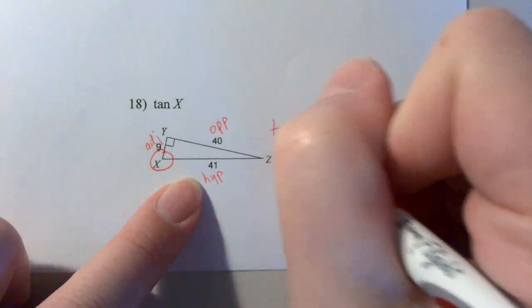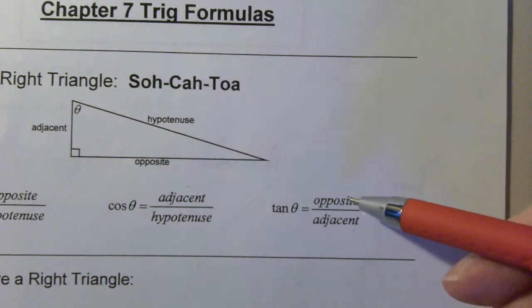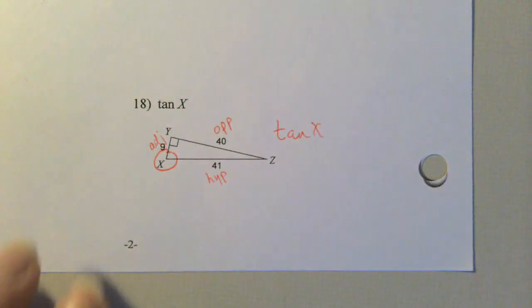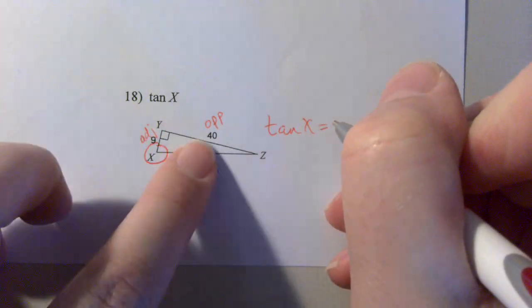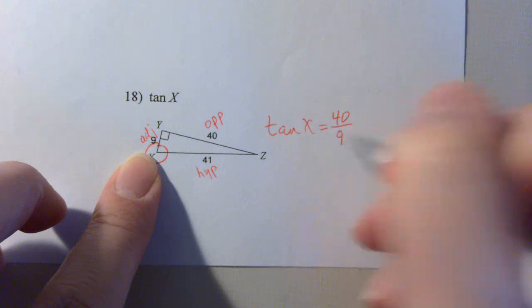All right, so what is tangent equal to? Well, that's that TOA. That's opposite over adjacent. So I want to keep referring to this. Even if I think I know, I'm probably going to double check. Opposite is on top, adjacent is on the bottom. And is that a 9? Am I reading that right?